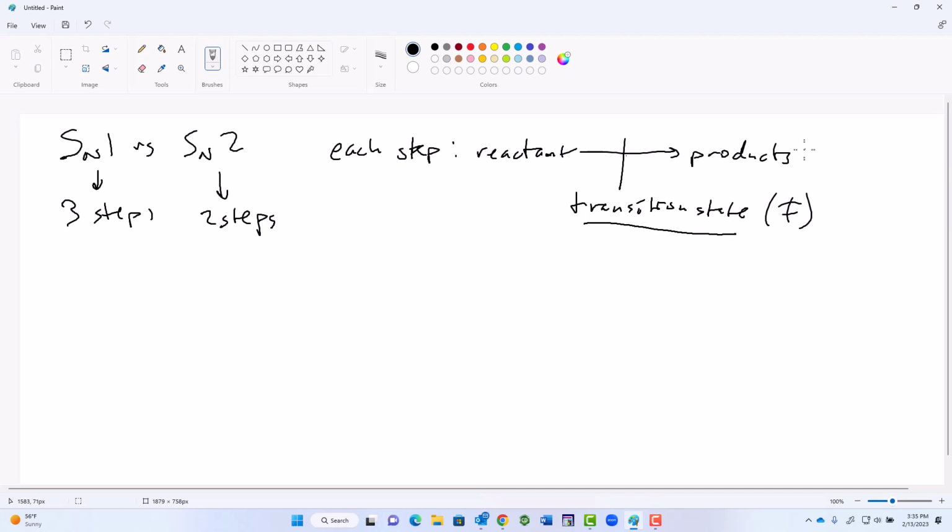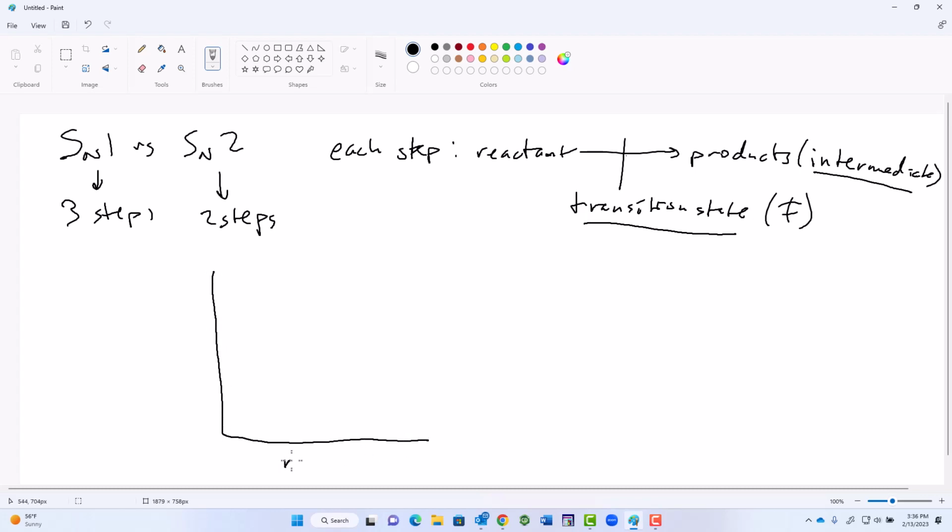Now, if these products are not the terminal products, we call this an intermediate. So an intermediate is not the end goal. It's something that is produced in one step and used up in the next step. So intermediates are transient as well. Intermediates usually can be isolated and characterized, but again, if they're high energy, it is something that would be examined computationally.